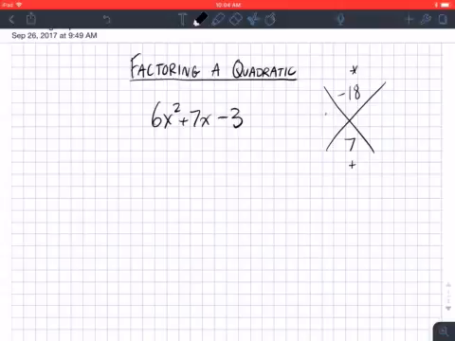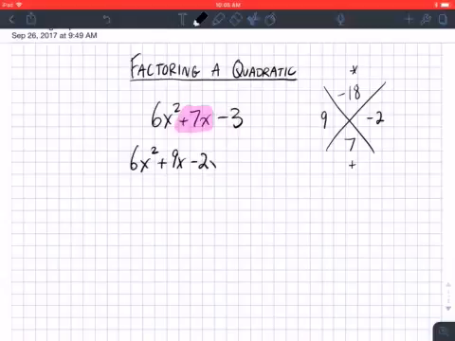So the two numbers here are 9 and negative 2, because 9 times negative 2 is negative 18, but 9 plus negative 2 is positive 7. So our goal here is now we're going to replace our 7x with a 9x and a negative 2x. So it's 6x squared, but then we're going to replace the 7x with a 9x and a negative 2x.